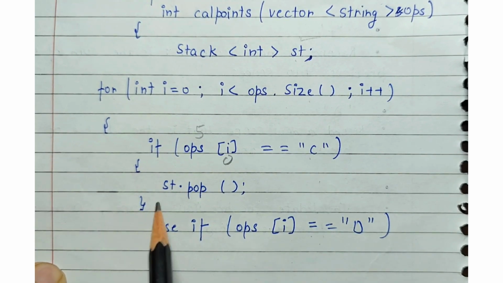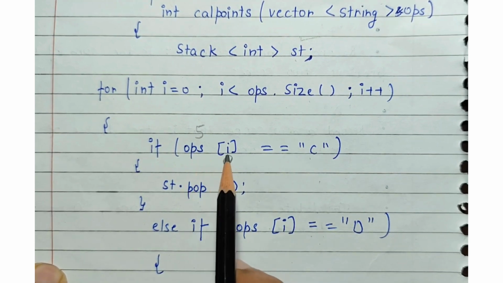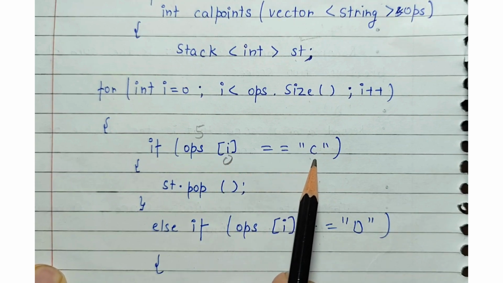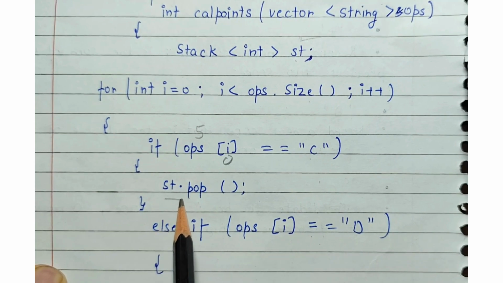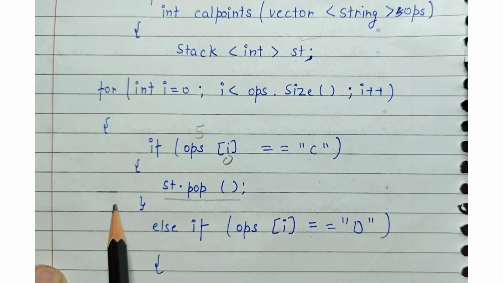So now the thing is, if operation of I is C, then what we have to do, we have to invalidate the previous record. So we just pop the top element from the stack. After this we go in the else part. Now if ops of I double equal to character D, if character D will come, then we push the double value of the element that is on the top of the stack.